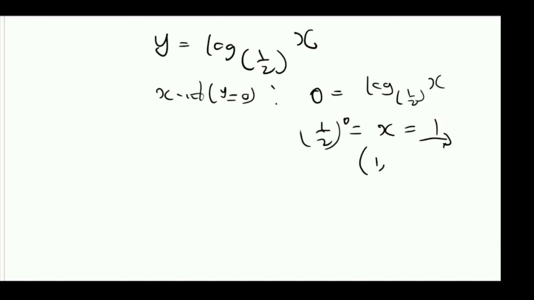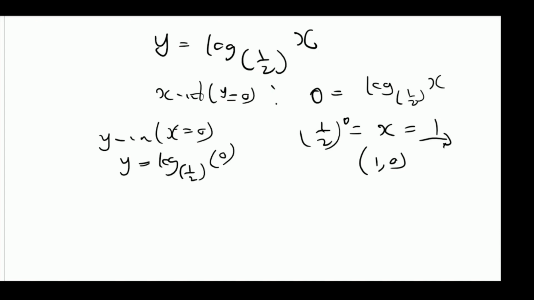So the coordinates are (1, 0) for our x-intercept, and then our y-intercept is when x is equal to 0. So we have y equals log base 1/2 of 0. Here you won't find a solution, so no solution. That means your graph does not pass through the y-intercept.